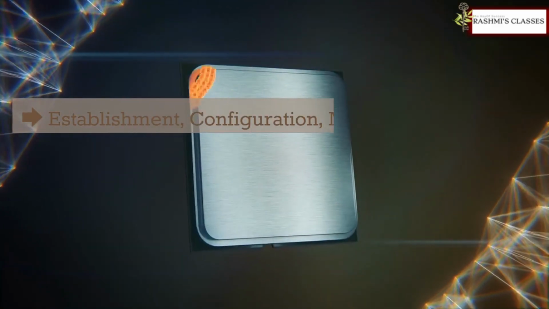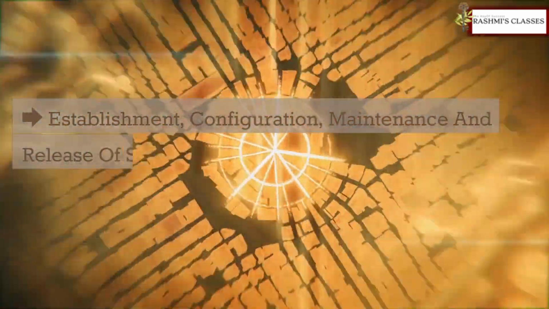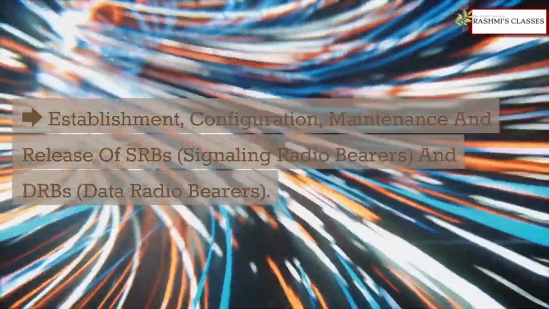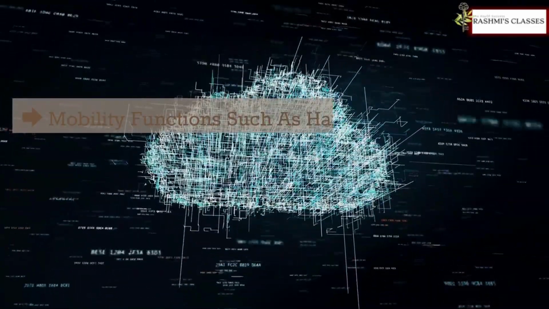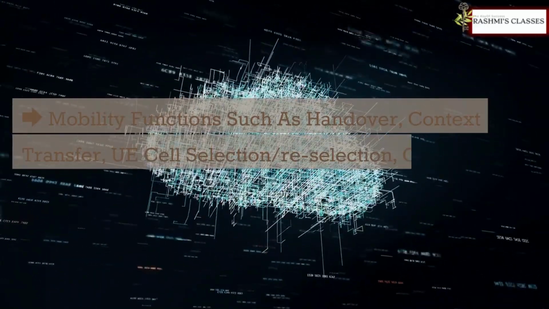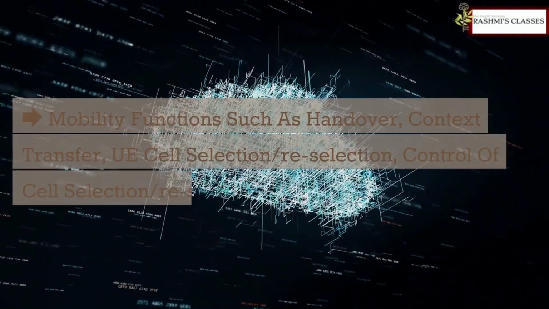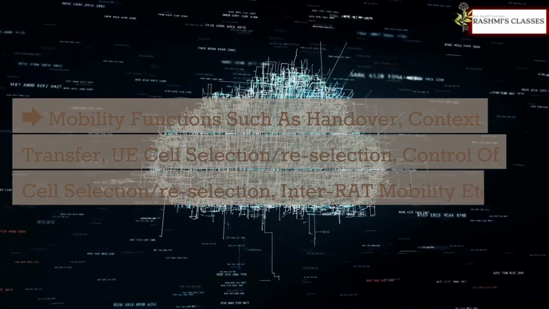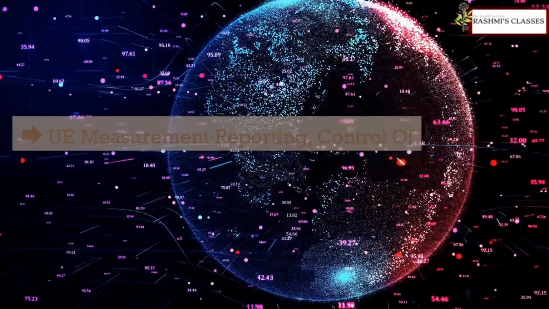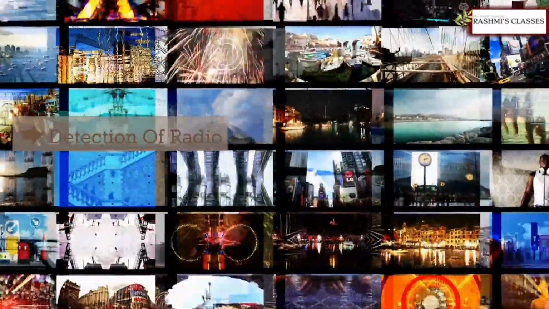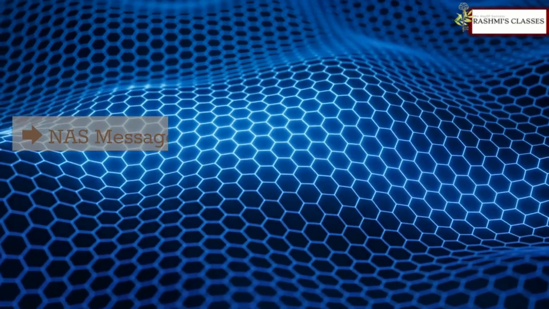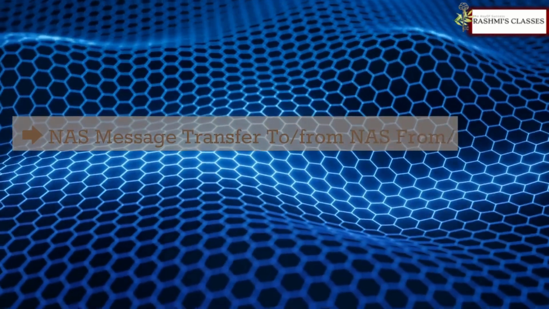Establishment, configuration, maintenance and release of SRBs, signaling radio bearers, and DRBs, data radio bearers. Mobility functions such as handover, context transfer, UE cell selection, reselection, control of cell selection, reselection, inter-RAT mobility etc. QoS management. UE measurement reporting, control of reporting. Detection of radio link failure and recovery from radio link failure. NAS message transfer from NAS to UE.